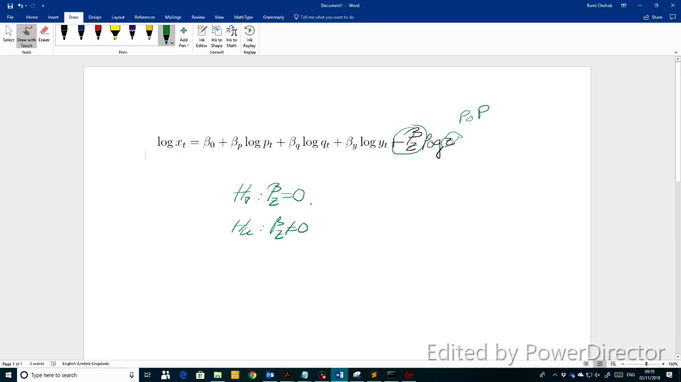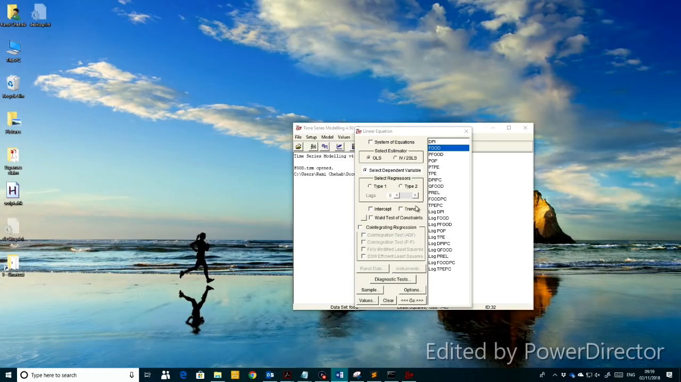Going back to our initial conversation, we have to test beta z equal to 0. Remember what each value stands for: xt stands for food, pt stands for pfood, q stands for qfood, and y stands for the income, which is the DPI. Let's now run the regression, but we also have to introduce this POP, which is the population variable.